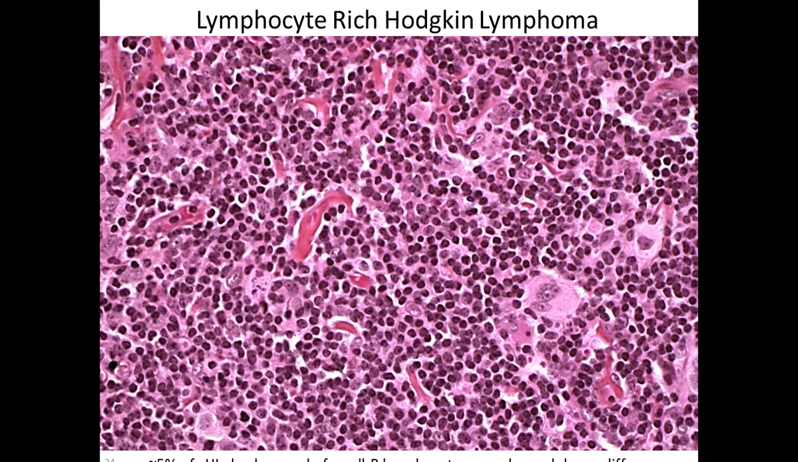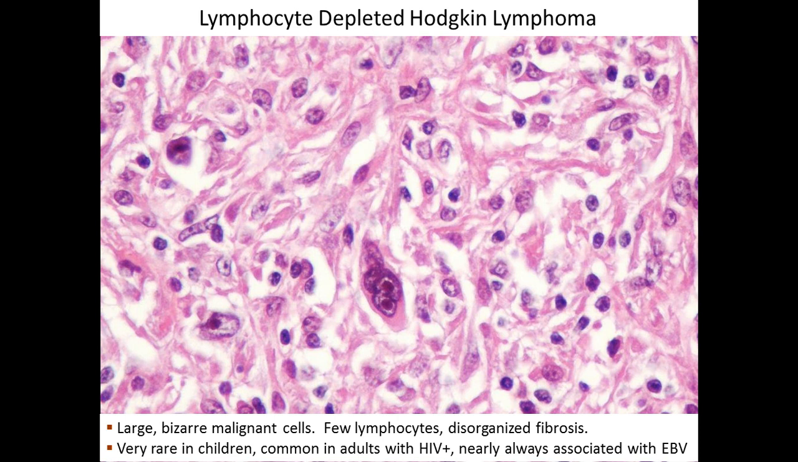This is lymphocyte-rich. You can see the classic owl eyes kind of hiding down in the lower right, and then it's the cytokines that these are releasing that are pulling in sheets and sheets of lymphocytes. And lastly is lymphocyte-depleted, and there's some large, bizarre-looking malignant cells, few lymphocytes, and very, very disorganized fibrosis. This is very rare in children, and it is common in adults with HIV, and it is nearly always associated with EBV.